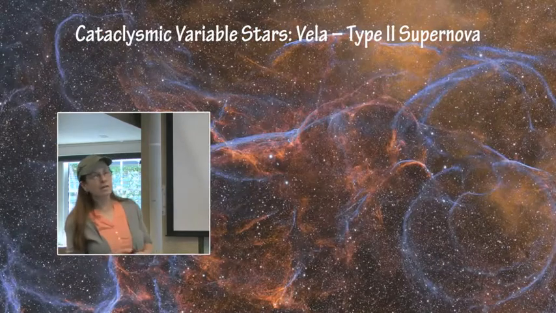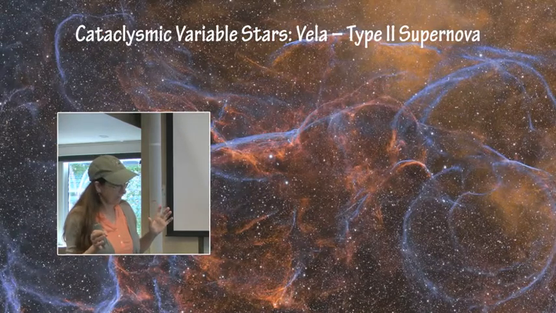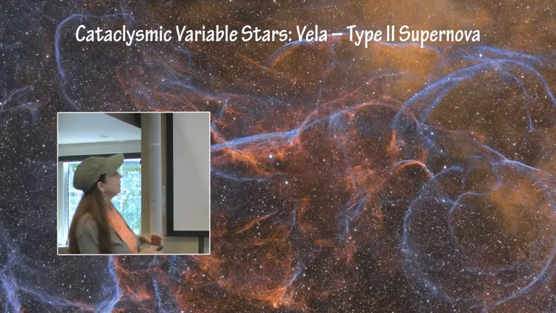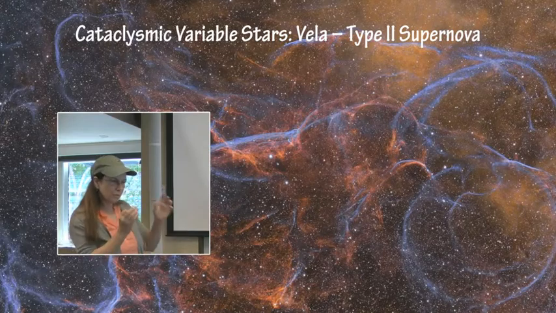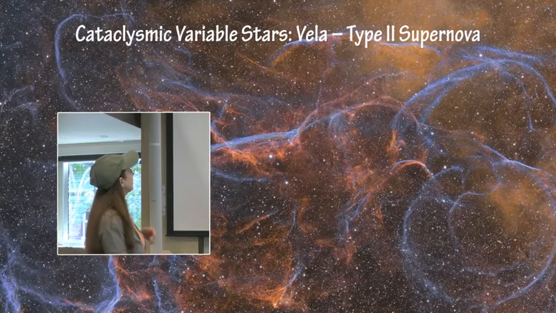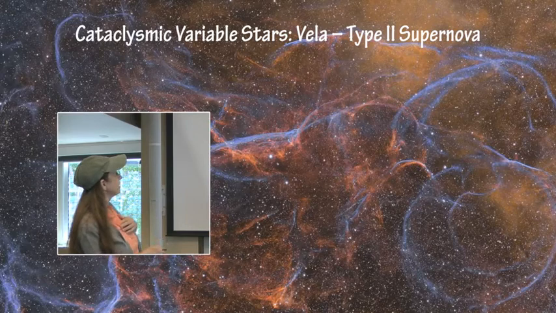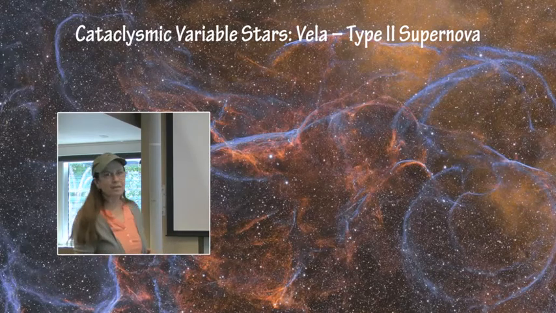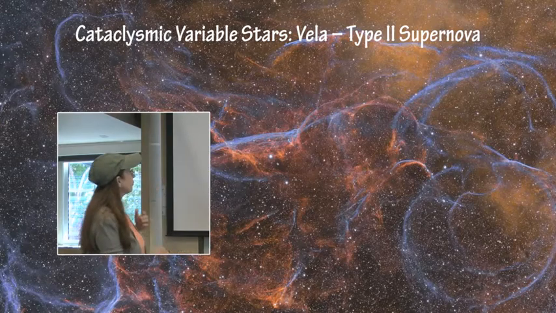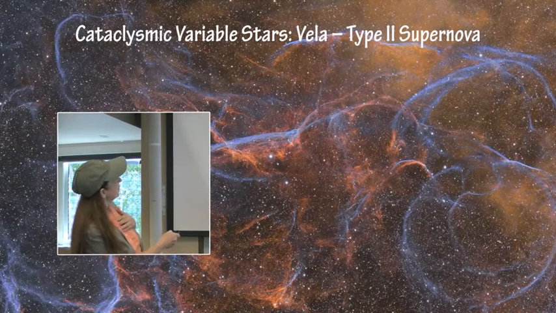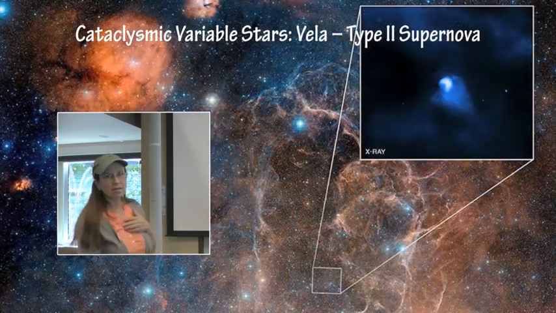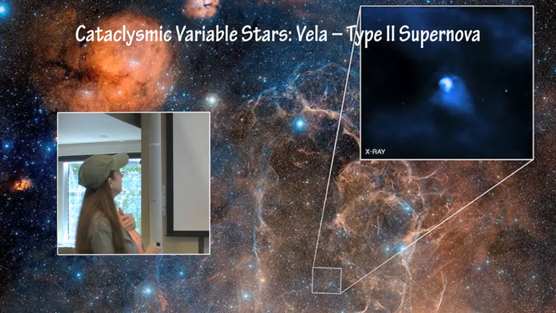And here's another one that does not look like your typical type 2 supernova collapse either. Not a nice round remnant with your little stellar core in the middle. This is Vela, which is this bubbly mass. All of this bubbly stuff, that's what's left of the Vela supernova remnant. And right here is an X-ray image of the pulsar that's located in the center.